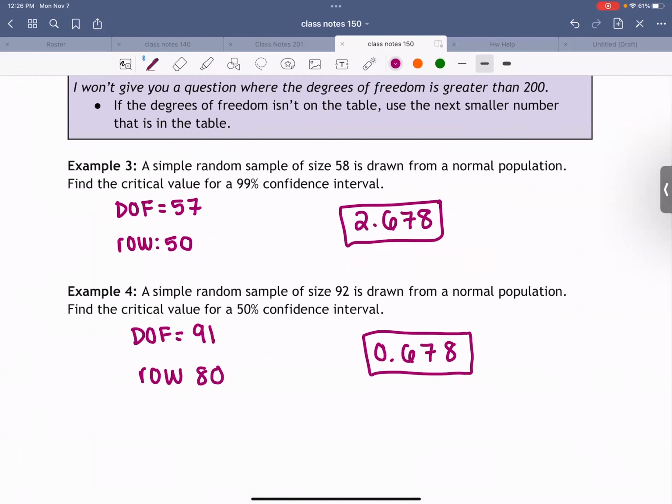I know it looks scary, but it's almost as easy as using the small chart. You just have to find the row, right? All right, let's put this together and then I'll let you go.